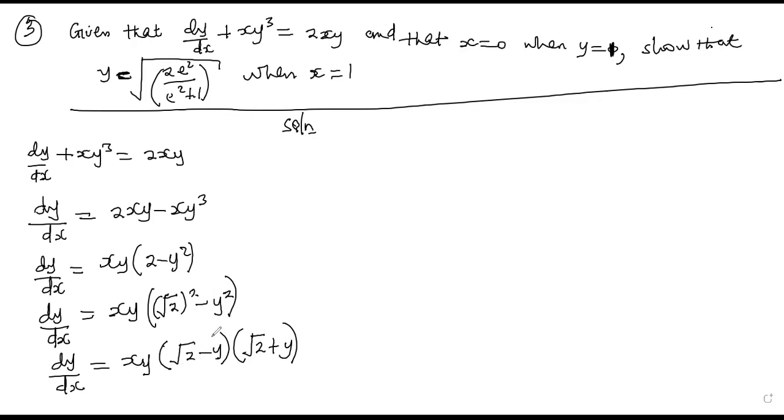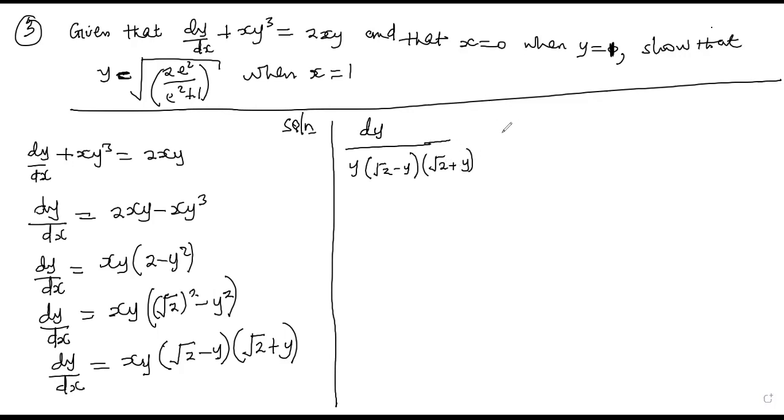So now here, this is the difference of 2 squares. We subtract and then we add. Now, after reaching here, we can separate the variables, whereby I will have dy over, I divide by the contents of y. So we shall have y, then root 2 minus y, then root 2 plus y, equal to x dx.